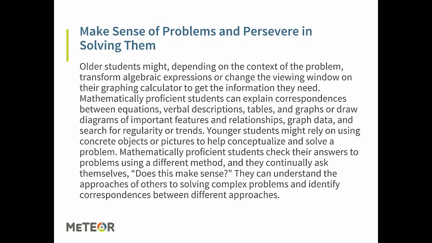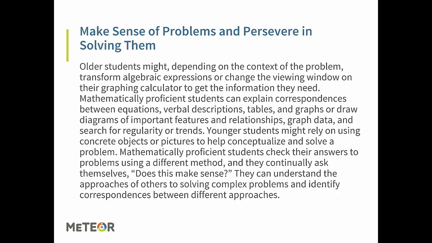Older students might, depending on the context of the problem, transform algebraic expressions or change the viewing window on their graphing calculator to get the information they need. Mathematically proficient students can explain correspondences between equations, verbal descriptions, tables, and graphs, or draw diagrams of important features and relationships, graph data, and search for regularity or trends. Younger students might rely on using concrete objects or pictures to help conceptualize and solve a problem.